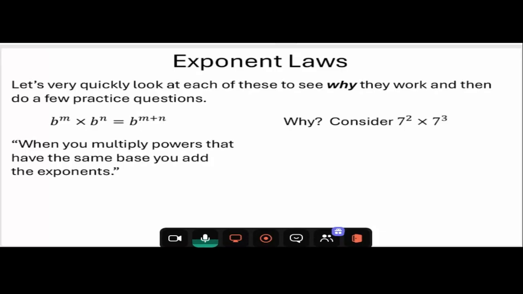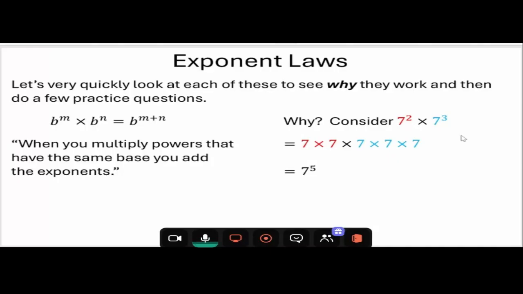Why would that be true? Well, let's look at a quick example just to justify this. If we want to multiply 7 squared times 7 cubed, we say to ourselves, what does 7 squared mean? That means 7 times 7. What does 7 cubed mean? That means 7 times 7 times 7. 3 sevens, right? Now look at that. We have 7 times 7 times 7 times 7 times 7. It came from a 7 squared and a 7 cubed, but really all it is now is 5 sevens being multiplied. 5 sevens being multiplied, that's just 7 to the 5th.